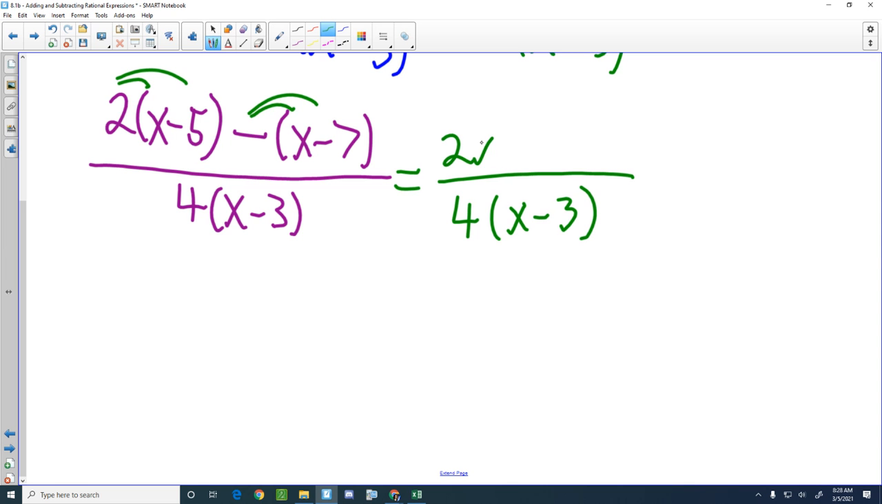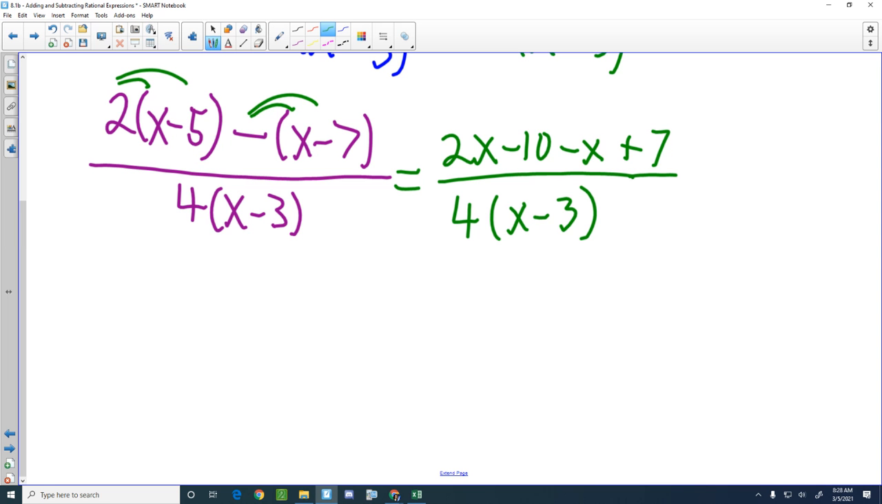This gives us 2x minus 10 minus x plus 7. So everybody see where I got those 4 terms from? By distributing the thing that was in front of the parentheses. So I distributed the 2 to the first 2 terms, and I actually distributed the negative sign to those other 2 terms.